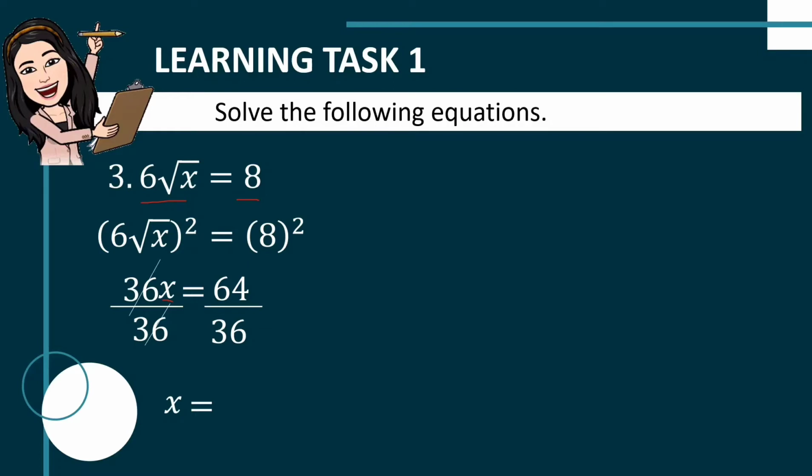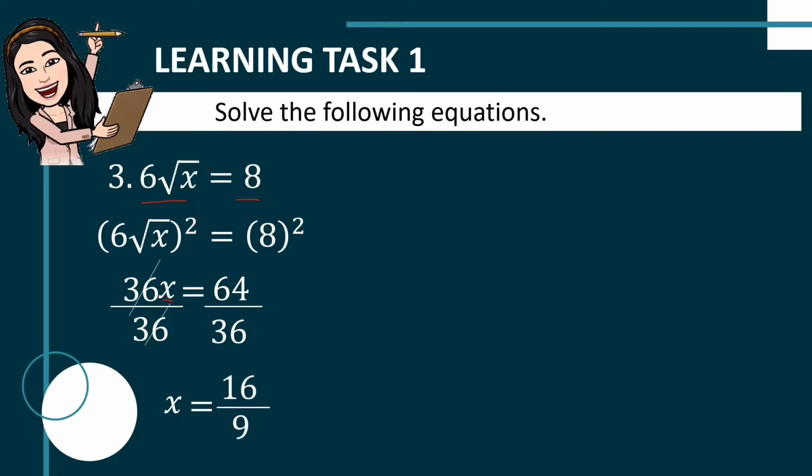Okay, no. So therefore, let us just find its lowest term. To get the lowest term, we need to divide both the numerator and the denominator by 4. Now, what is 64 divided by 4? Yes, we have 16. How about 36 divided by 4?